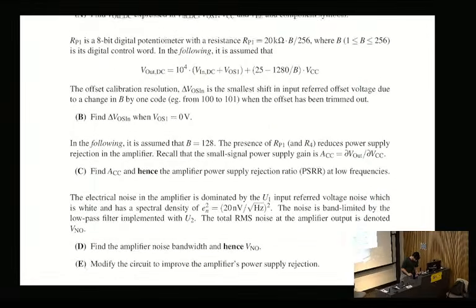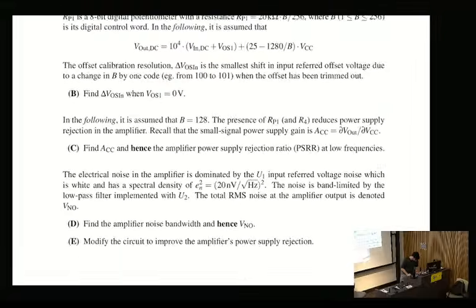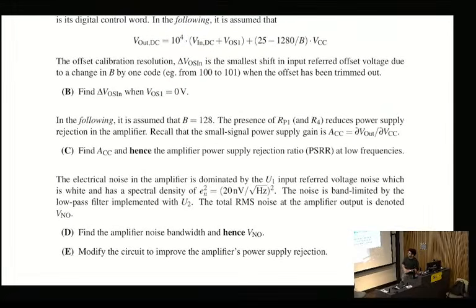So in the following, it is assumed that B equals 128. The presence of RP1 and R4 reduces power supply rejection in the amplifier. Recall that the small signal power supply gain is ACC equals the change in output over the change in supply. Find ACC and hence the amplifier power supply rejection ratio at low frequencies. So this is a pretty tricky question.